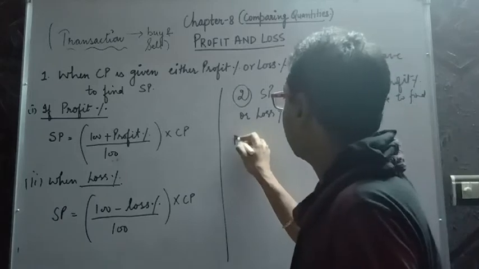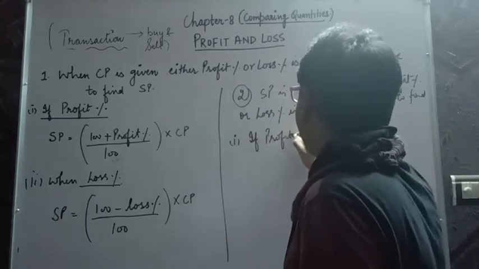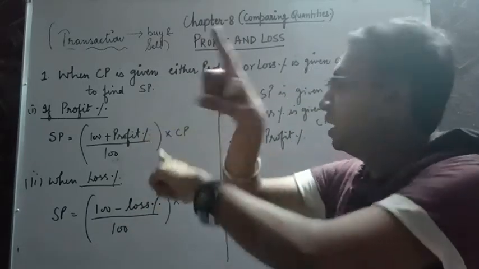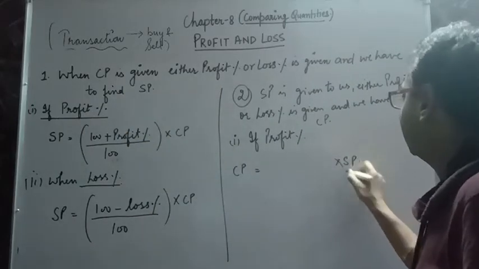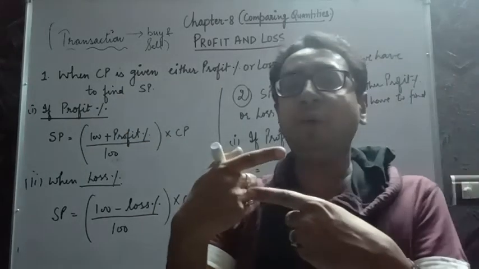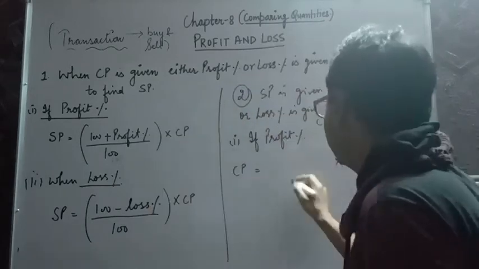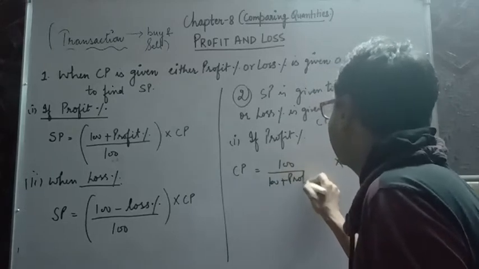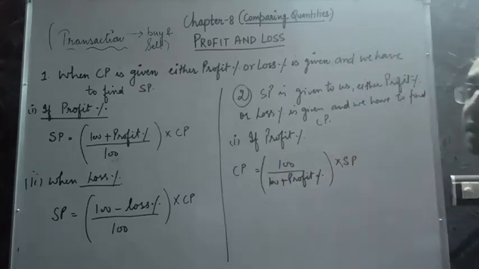So I know again my brilliant class is giving me the answer. If profit percent is there, we have to find CP. Everything will be reciprocal. CP will go that side, SP will come this side. Interchange. Now reciprocal means the numerator becomes the denominator, and the denominator becomes the numerator. That is why 100 plus profit percent, because profit is always added. This is the formula.